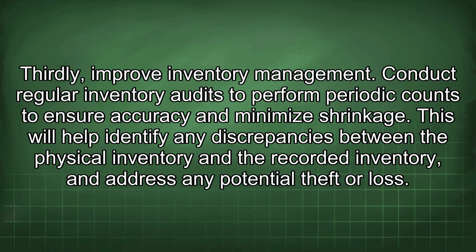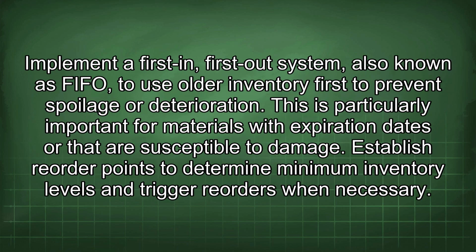Thirdly, improve inventory management. Conduct regular inventory audits to perform periodic counts to ensure accuracy and minimize shrinkage. This will help identify any discrepancies between the physical inventory and the recorded inventory, and address any potential theft or loss. Implement a first-in, first-out system, also known as FIFO, to use older inventory first to prevent spoilage or deterioration. This is particularly important for materials with expiration dates or that are susceptible to damage.